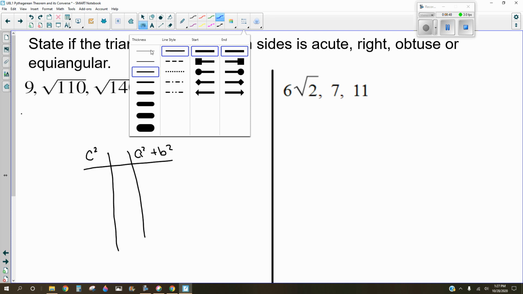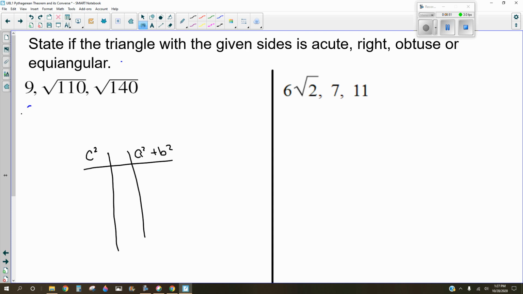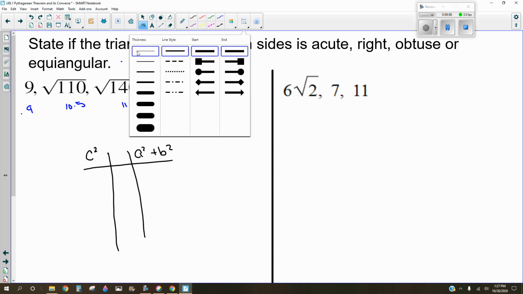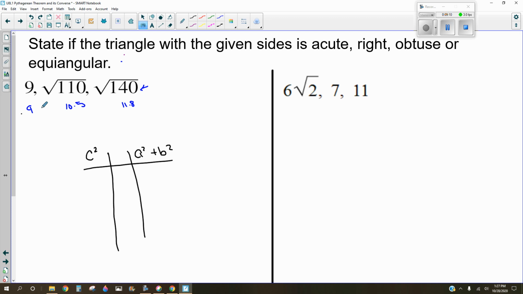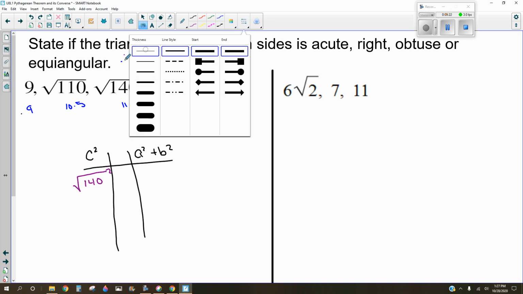So all I'm going to do is use my calculator. So this is a 9. This is about 10.5, and this is about 11.8. I'm just going to use this to decide which one's biggest. So this one is definitely bigger, right? So I'm not going to use the decimal. I'm going to use the square root, but I just use the decimals for a quick check. Second power. Which means the other two are my A and my B.